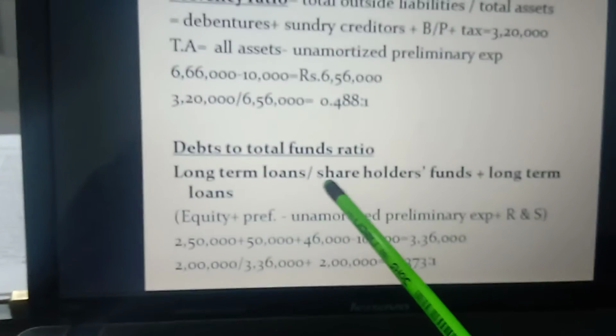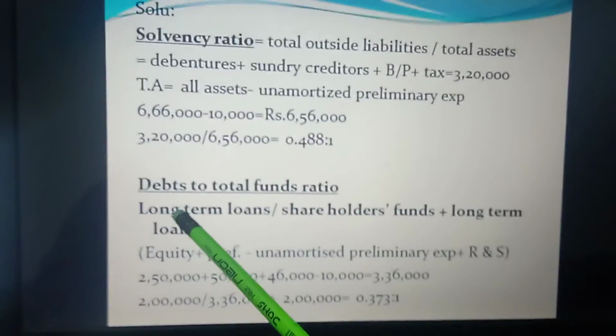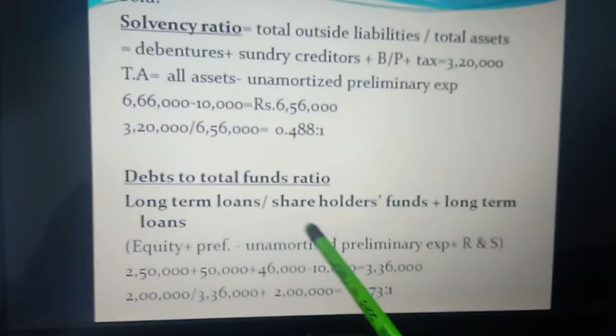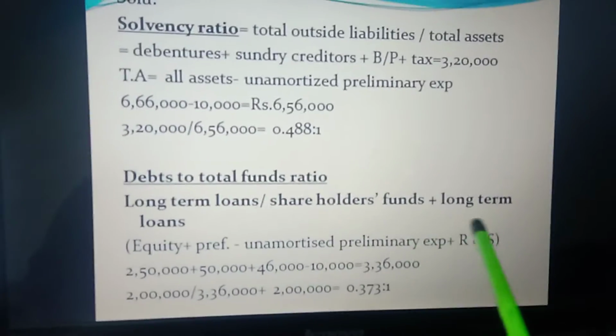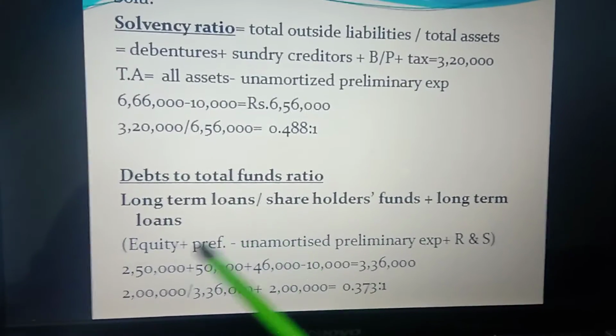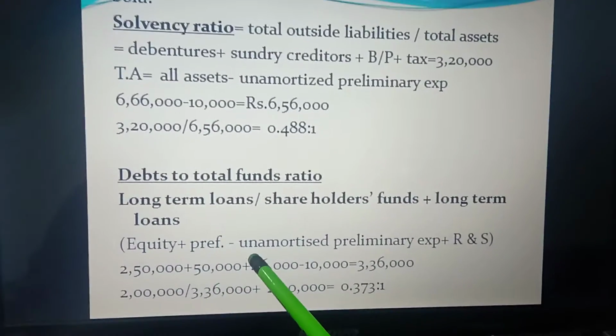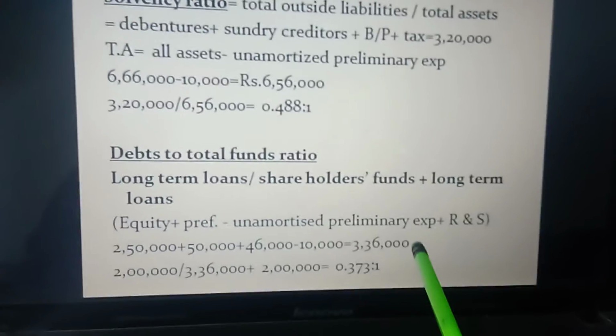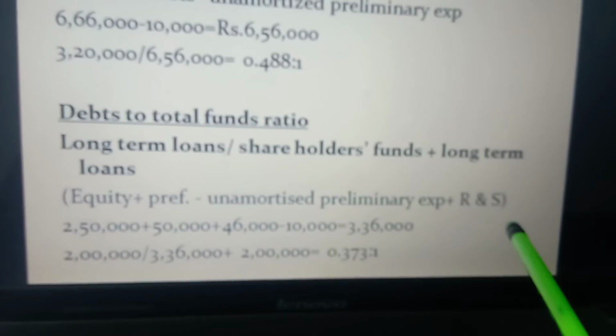Now from this balance sheet, we will compute the second one, that is the debts to total funds ratio. The formula is long-term loans divided by shareholders' funds plus long-term loans. Here we will take all the long-term loans from the balance sheet, equity plus preference. Again, we will less the unamortized preliminary expenses. And here one thing more will be added, that is reserve and surplus.